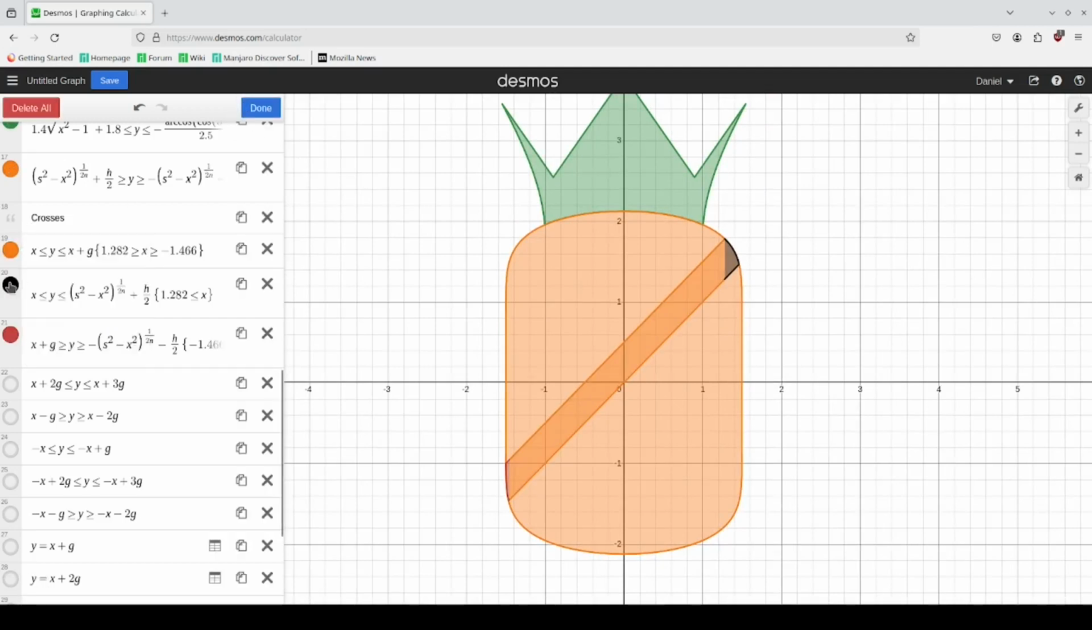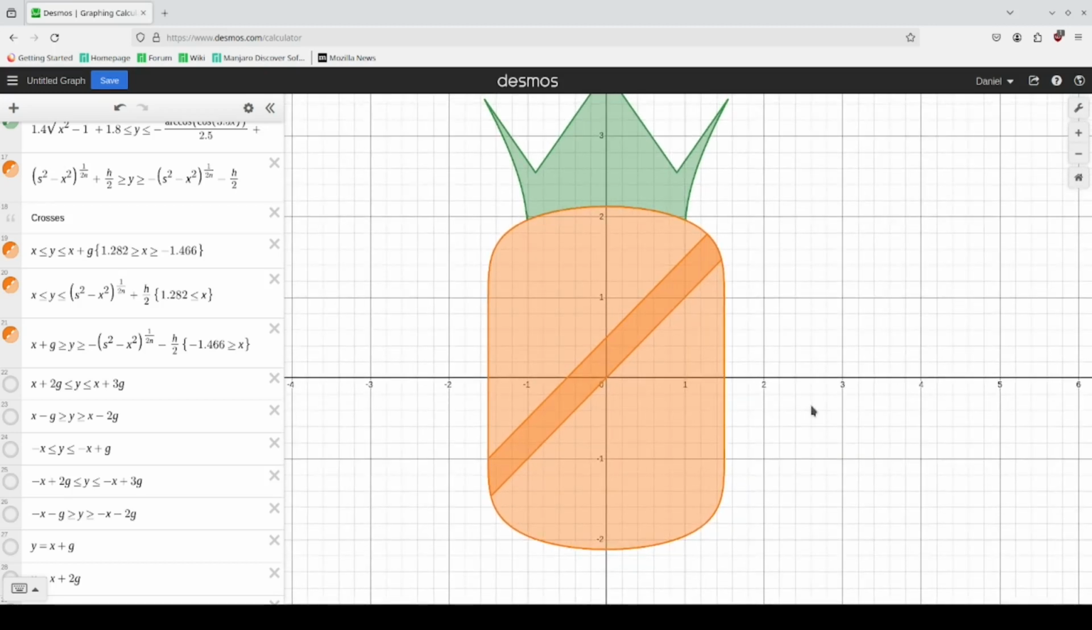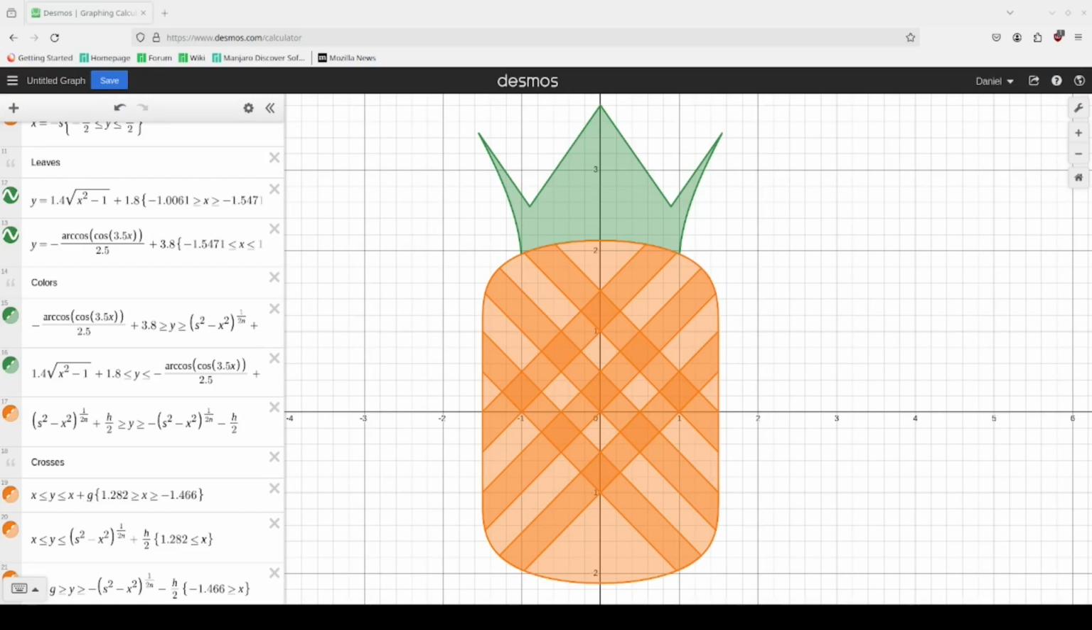I'm not going to do all of these lines on camera. That'll make the video far too long. And so what I'm instead going to do is jump to the end and show you what your end result could look like. And it is really up to you to decide how many crosses you want to draw, if any. All right, so this is what I've chosen to end my pineapple at. I went 3 pairs one way and 3 pairs the other way.